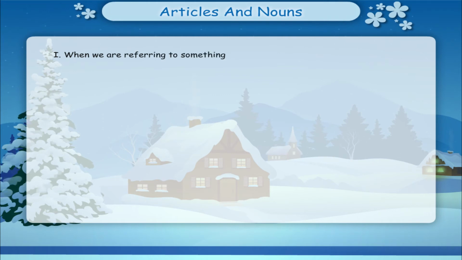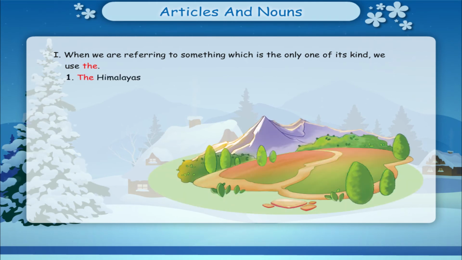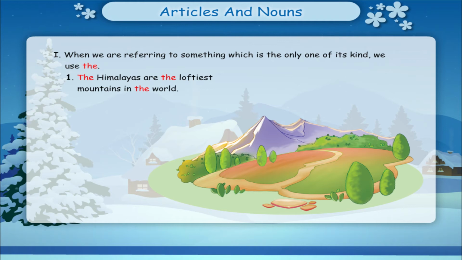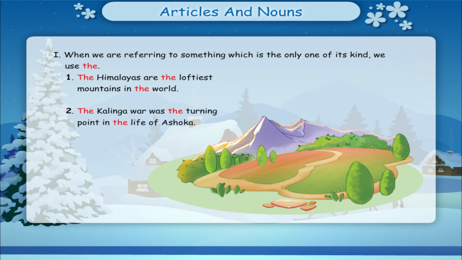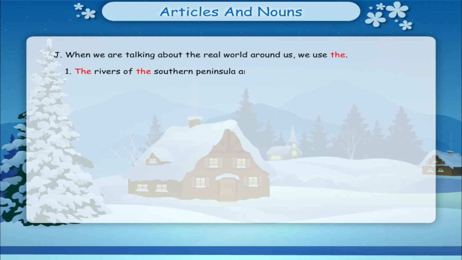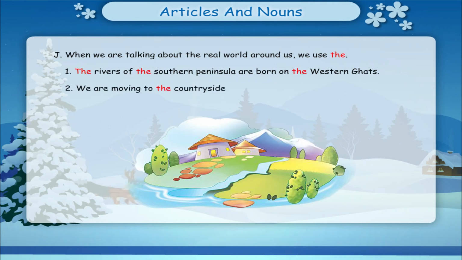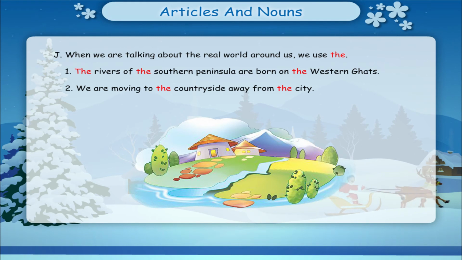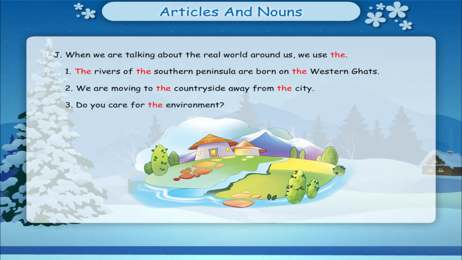When we are referring to something which is the only one of its kind, we use the. The Himalayas are the loftiest mountains in the world. The Kalinga War was the turning point in the life of Ashoka. The sun rises in the east. When we are talking about the real world around us, we use the. The rivers of the southern peninsula are born on the Western Ghats. We are moving to the countryside away from the city. Do you care for the environment?